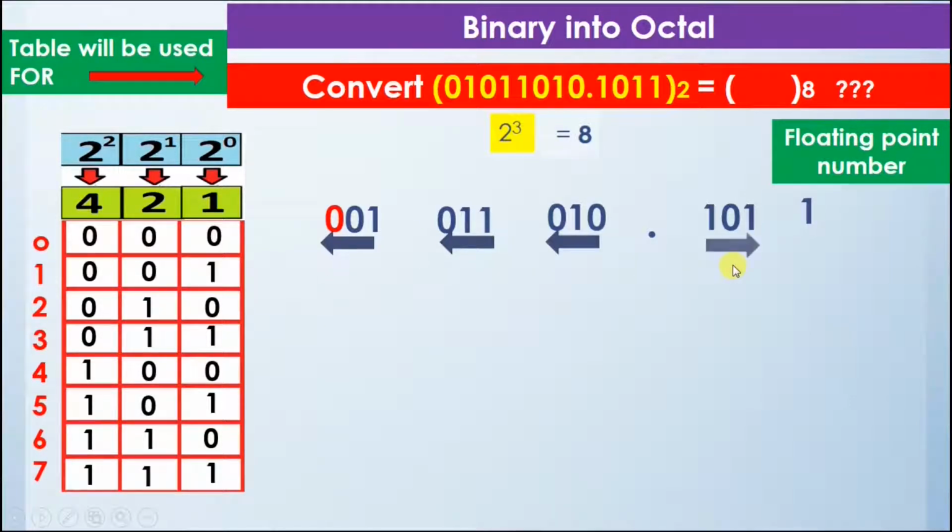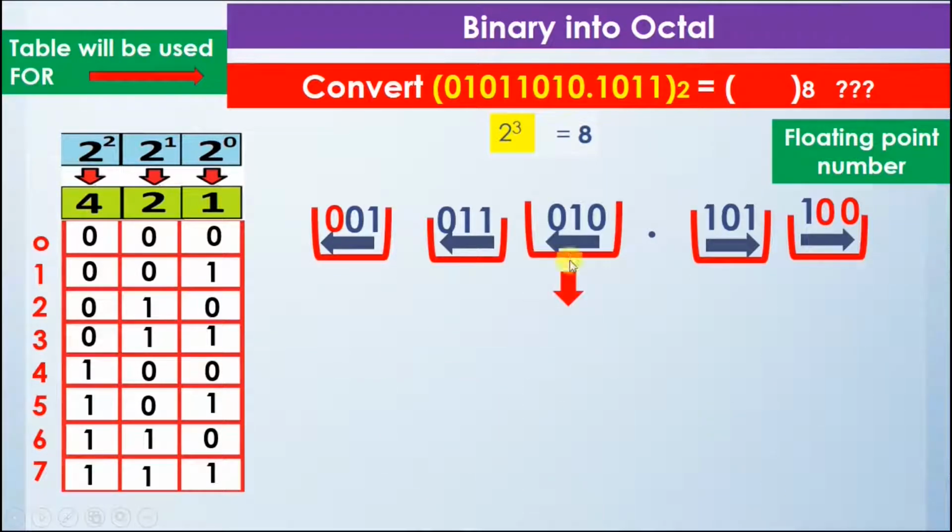Next we come to this group, this is complete, and then this group. This is not complete. It has only 1 bit, so we will add 2 more zeros to it. So now it is complete. So now we will find the respective value into octal using this table.